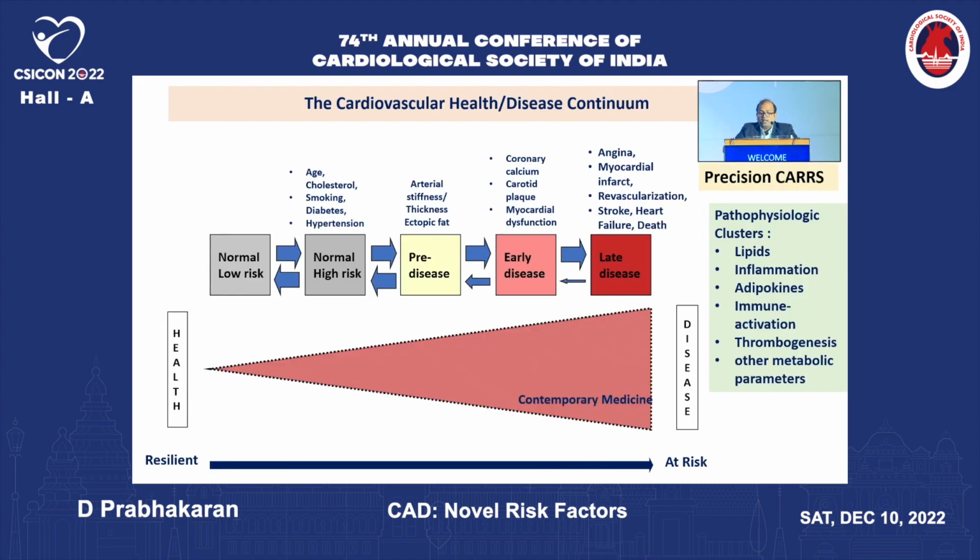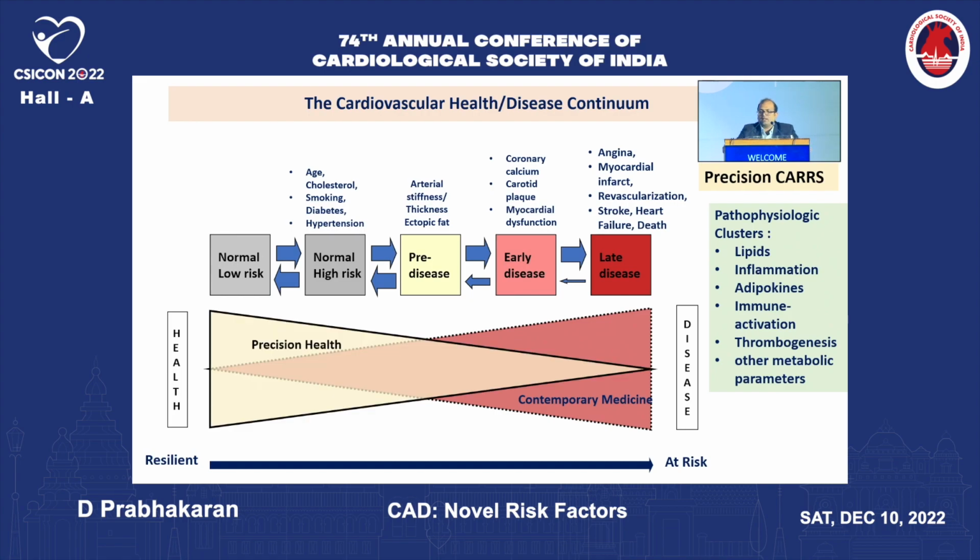So this is the available cardiovascular health or disease continuum. We are primarily diagnosing and treating the patient at the end of the disease process. The disease process starts slowly, multiple decades before. We need a system where we can identify high-risk individuals, target them and provide precision therapy, so that we can identify the problem much earlier and treat earlier so that they don't go to the end phase or the late phase of the disease.